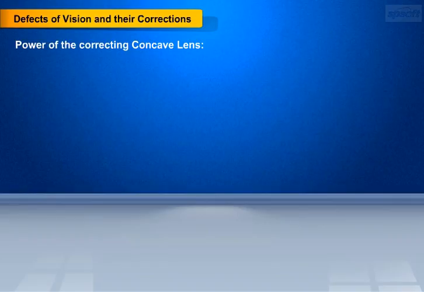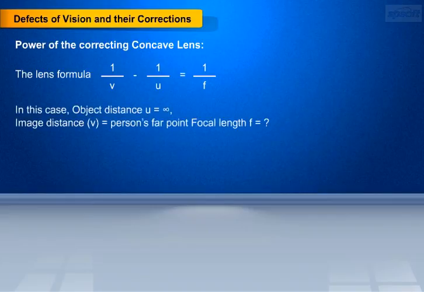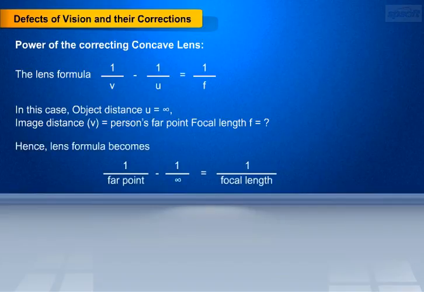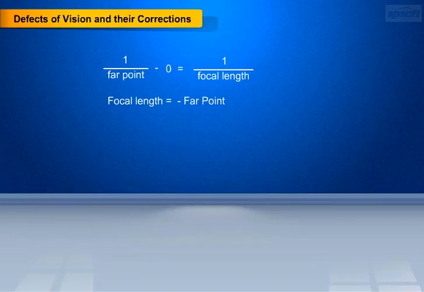Formula for calculating the power of the correcting concave lens: 1 by v minus 1 by u equals 1 by f. To calculate the power of myopia correcting lens, object distance u equals infinity. Image distance v equals person's far point. Focal length f equals what we need to find out. Hence, the lens formula becomes 1 divided by far point, minus 1 divided by infinity equals 1 divided by focal length. 1 divided by far point, minus 0 equals 1 divided by focal length. Therefore focal length is equal to minus of far point.